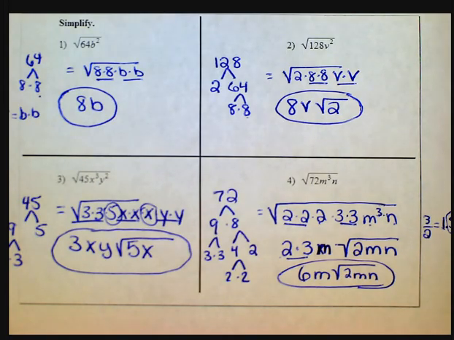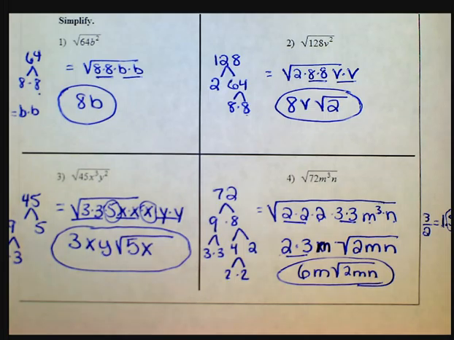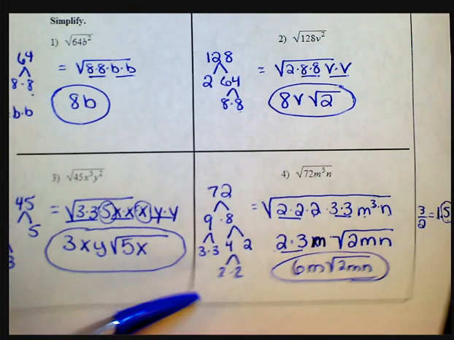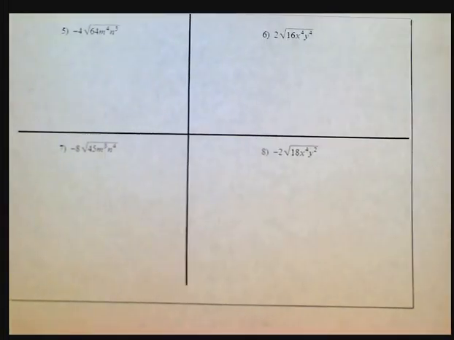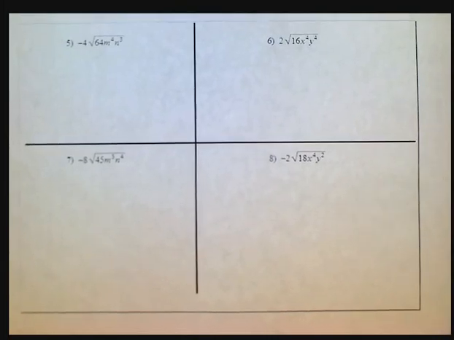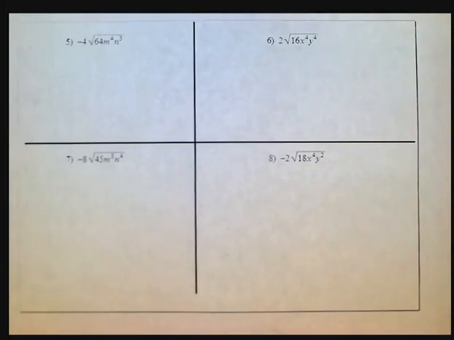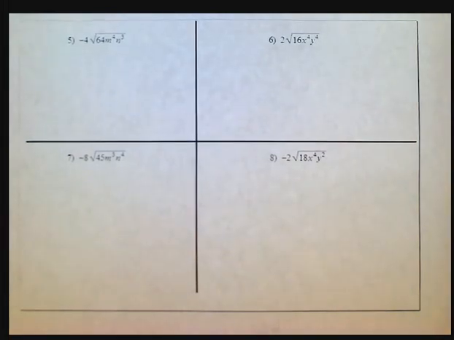All right. I have 4 more examples for us to do together. These ones have that coefficient out in front. And remember, with the coefficient out in front, we're just going to leave it there and operate with it in the final step in our simplifying.